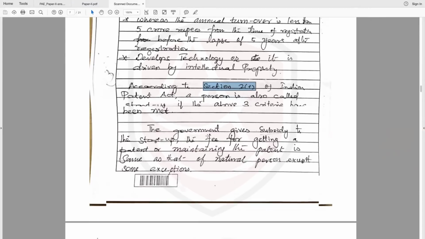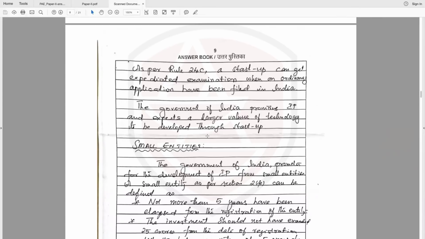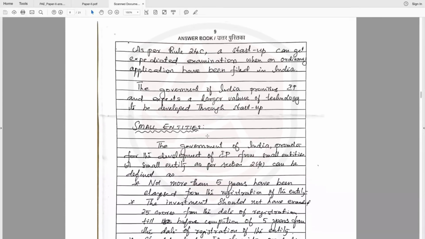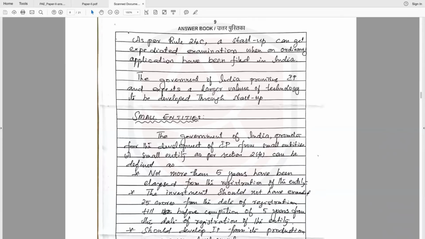And if you scroll to the next page, the question is also what are the benefits a startup is entitled to. One of the key benefits is that they can request for expedited examination, which was clearly mentioned here. And the candidate also goes on to explain about the small entities. So this was really well done, nicely answered. And that was the reason why he was given 3 out of 5.